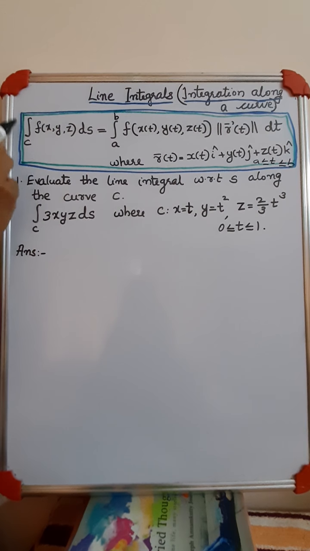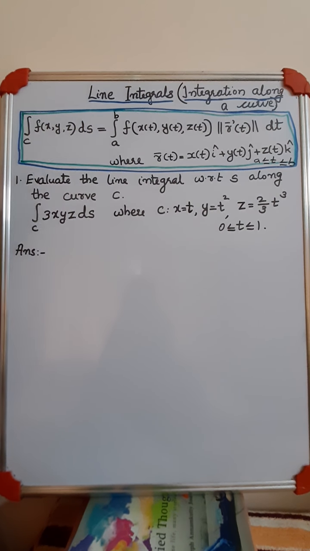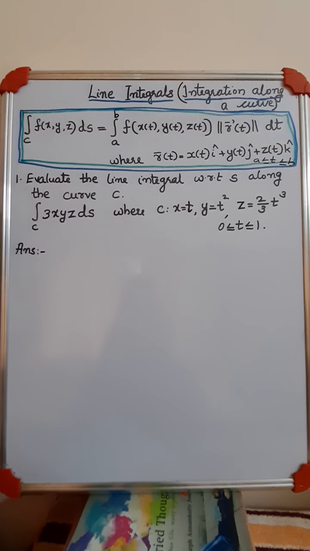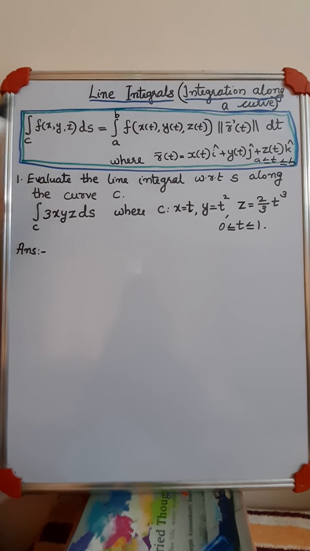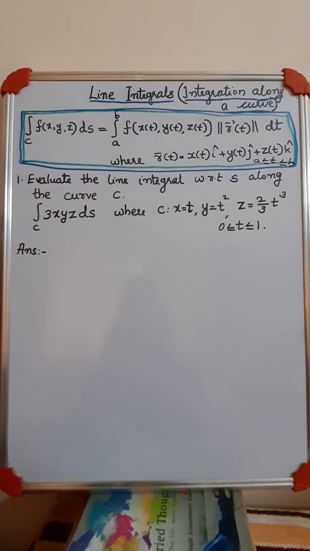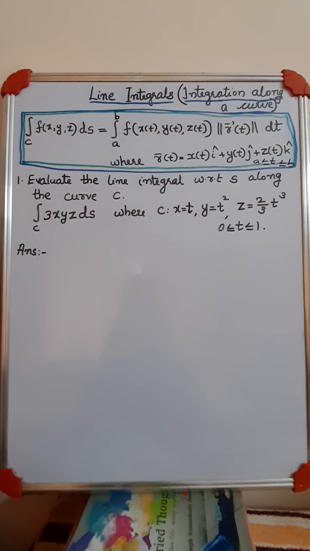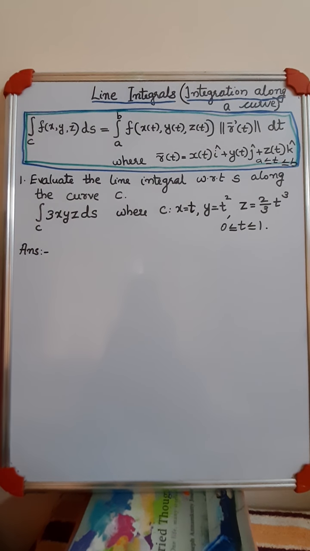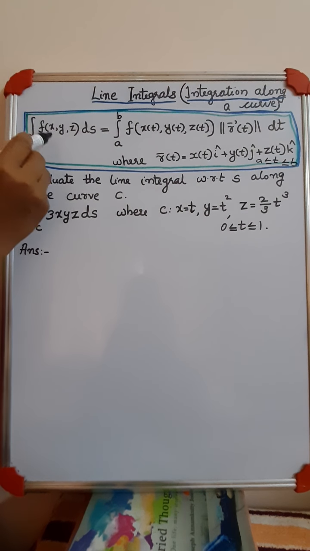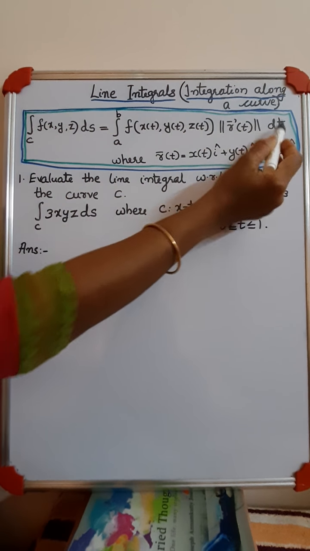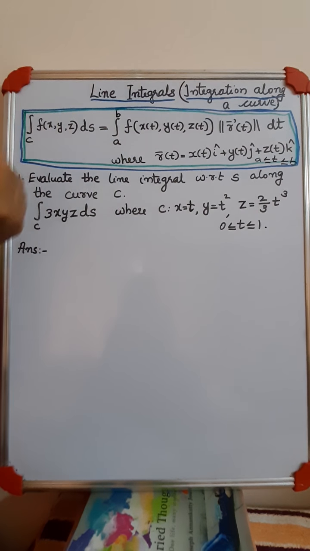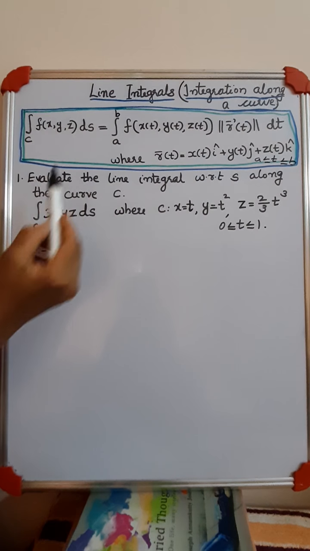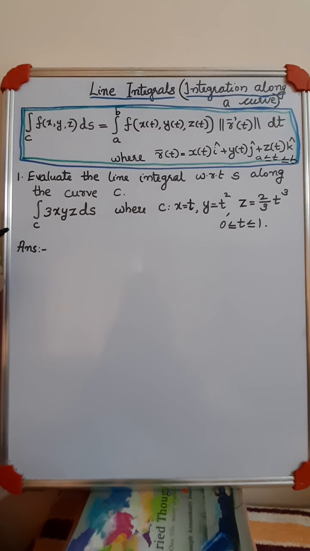In that case, integral over C can be written as integral from a to b f of x, y, z, where instead of x, y, z we write x of t, y of t, and z of t respectively. Then ds. Actually, s is the length of the curve or length of the arc. Instead of ds, we can write norm of r dash of t dt. That means a function of three variables is converted to a single variable. There is only single integration. Limit of t is from a to b. r of t will be given. Let us start with an example.